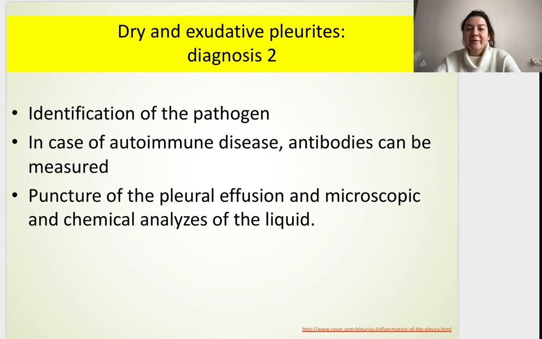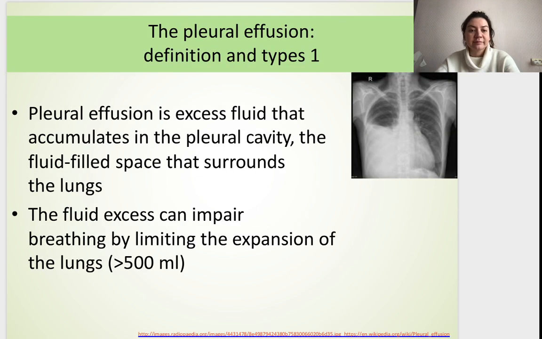We should identify the pathogen. In case of autoimmune disease, antibodies can be measured, with puncture of the pleural effusion and microscopic and chemical analysis of the liquid. Pleural effusion is excess fluid that accumulates in the pleural cavity. The fluid fills the space that surrounds the lungs. The fluid excess can impair breathing by limiting the expansion of the lungs, more than 500 milliliters.